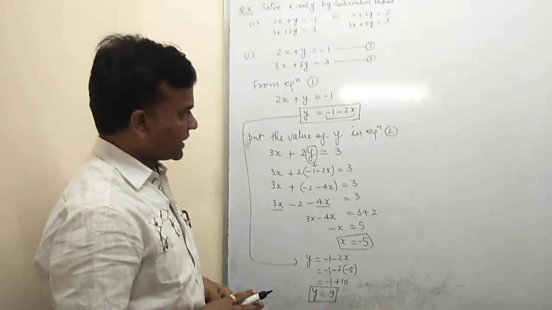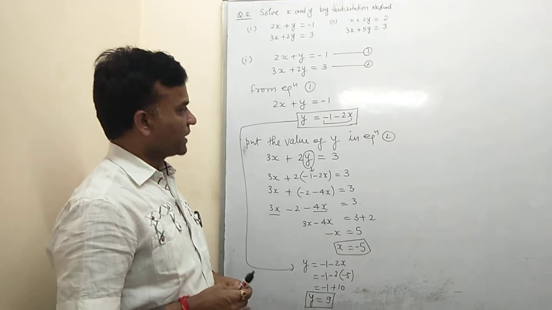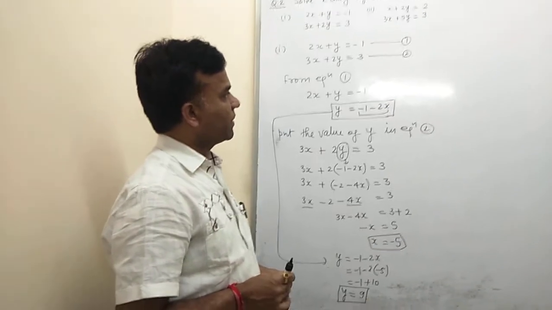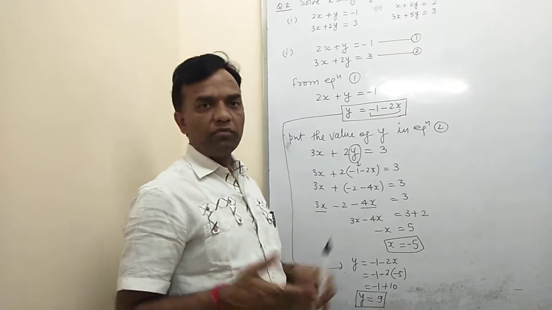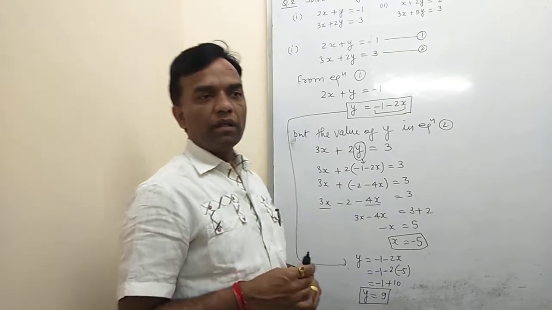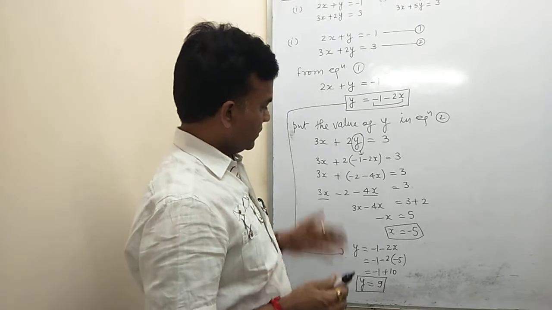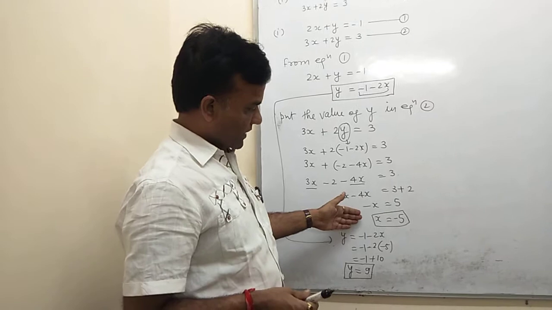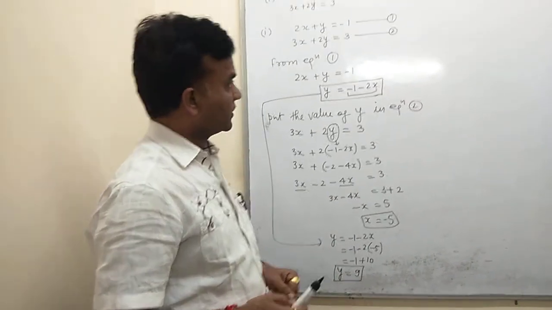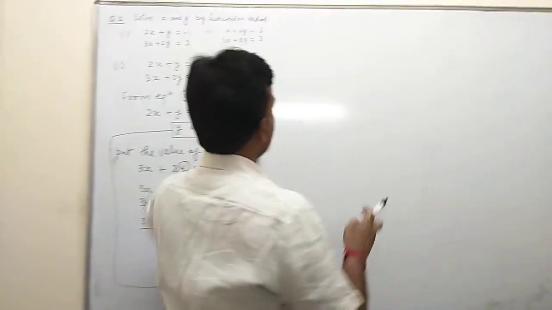So now, very easy concept. We apply the substitution method here. Only one thing to remember: you take an equation, and first you decide which equation has a variable whose coefficient is 1. That is good for x and y. You got the value of x as minus 5 and y equal to 9. So now here we start the second question.